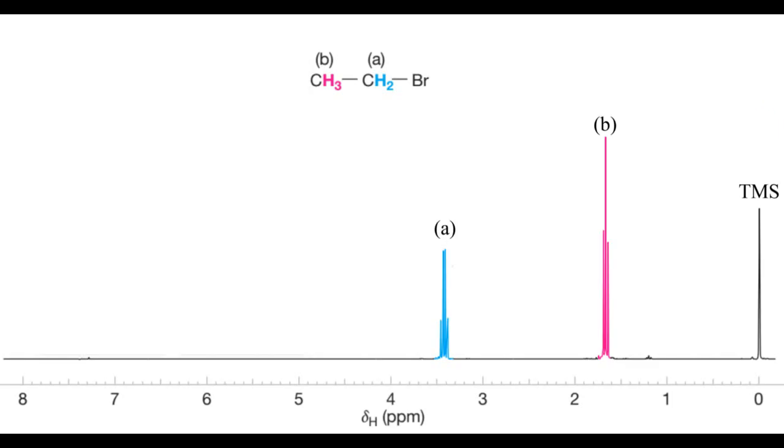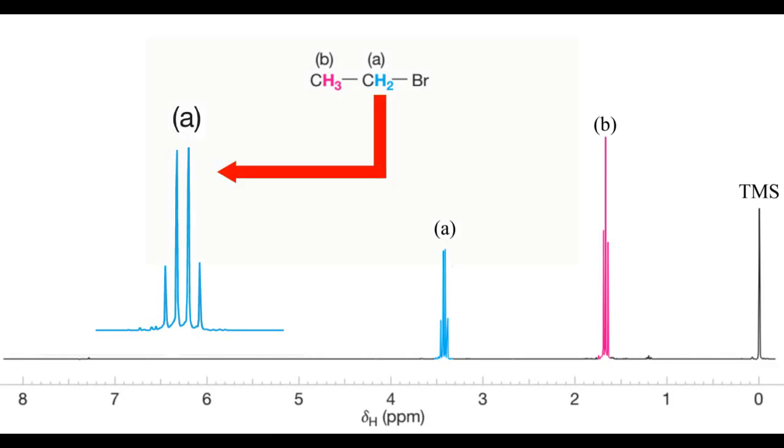Next, we examine the splitting patterns for each group based on the N+1 rule. The CH2 group at 3.3 ppm is split into a quartet because it's adjacent to the CH3 group, which has three hydrogens. Using the N+1 rule, where N equals 3, we get 3 plus 1 equals 4 peaks, or a quartet.